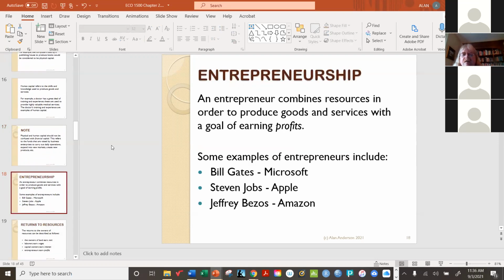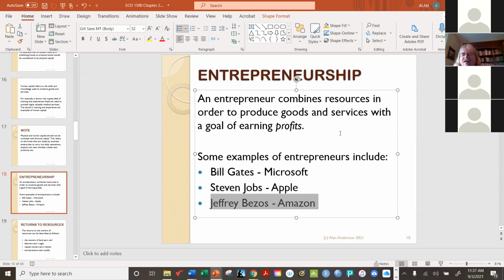And then entrepreneurship, well, we know these guys. They're the ones who bring the resources together to produce profits, and in the meantime, produce products that we all want. Like Steve Jobs, who sadly passed away several years ago. If it weren't for him, we wouldn't have iPhones. If it weren't for Jeff Bezos, we might not be able to buy everything we want on the internet. If it weren't for Bill Gates, there may not be any PCs.